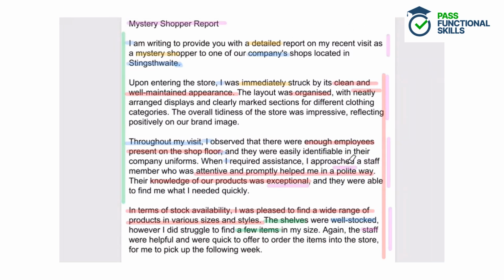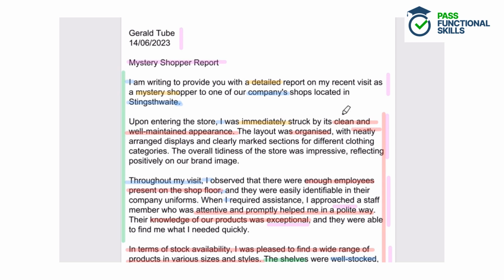Structuring our paragraphs effectively helps us to tick another marking criteria box because it makes our answer more cohesive. So cohesion means that you've got to link your sentences and paragraphs together and join up your ideas so that they can flow effectively in a logical order.